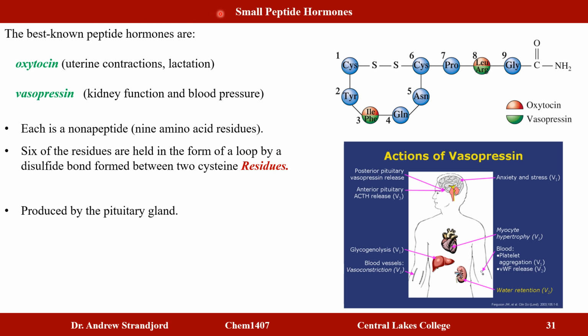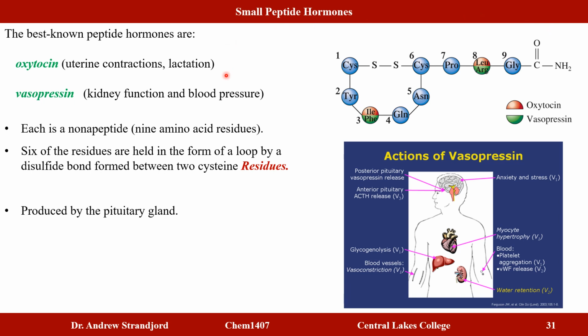A number of the small peptides in humans function as messenger molecules, in other words, hormones, much like some of the lipids functioning as messenger molecules. Two of the best known small peptide hormones are oxytocin, which functions during uterine contraction and lactation during pregnancy, and vasopressin, which regulates some of the kidney functions and also regulates some of the aspects of blood pressure. Each of these two small peptides contains 9 amino acid residues, so we refer to these as a nonapeptide.